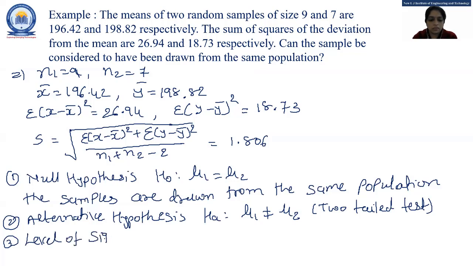Okay, the next one, level of significance. Level of significance alpha is 0.05, right? This is our assumption. Fourth one, test statistic.